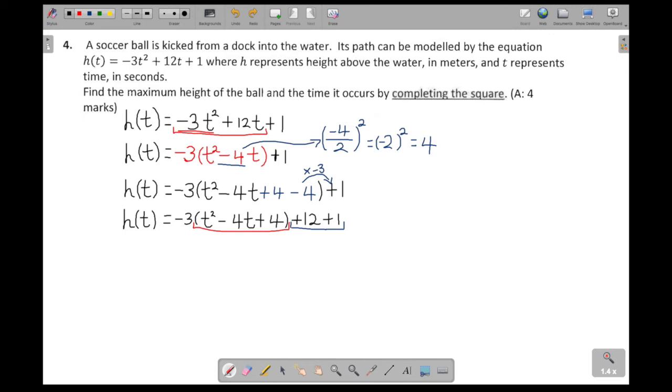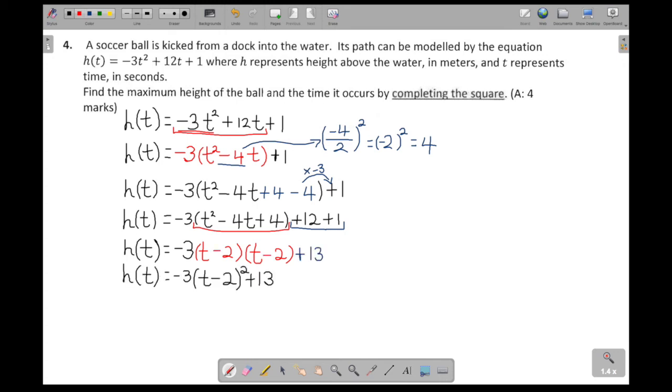Now for the factoring, we have t squared, so that's t times t, and then it was 4, so 2 and 2. And then to get the sign that's in between, you look at the sign that was on the b. It was negative, so that means that it would be t minus 2 times t minus 2. And so that can be simplified to just t minus 2 squared. As for the numbers outside the bracket, it was 12 and 1. So 12 plus 1, 13.